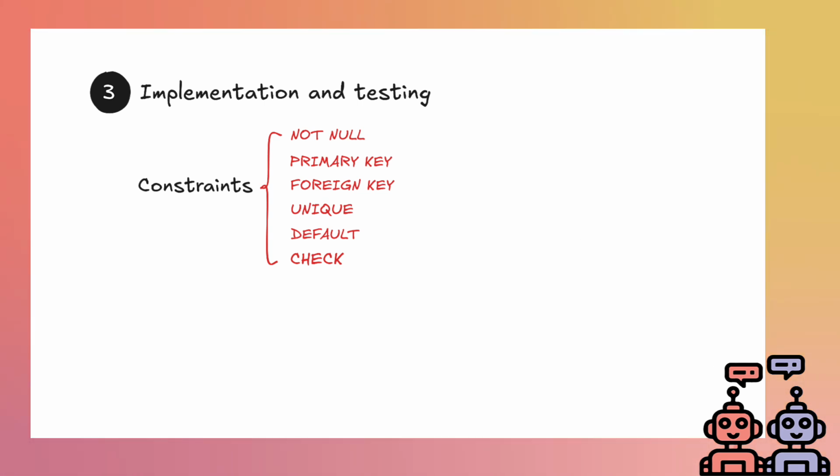Then you have unique for columns that aren't the primary key but still need unique values, like email addresses. And check constraints let you enforce custom rules, like making sure an age value is positive. Lots of ways to ensure data quality.